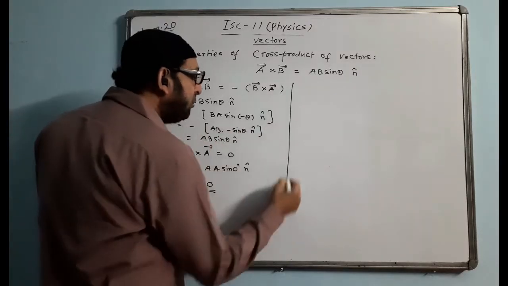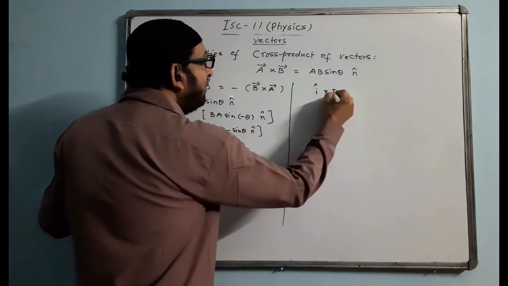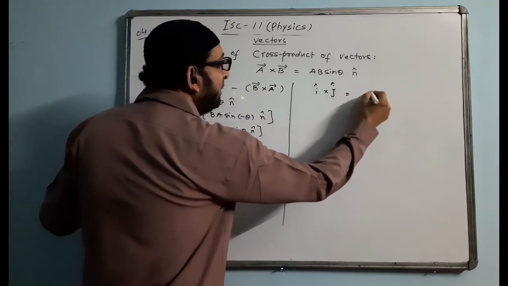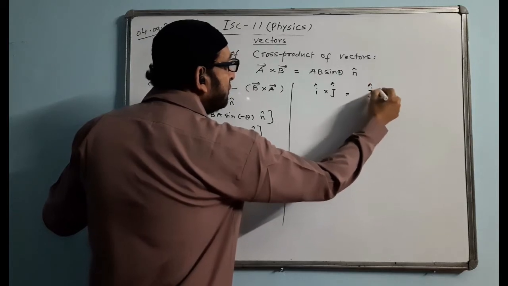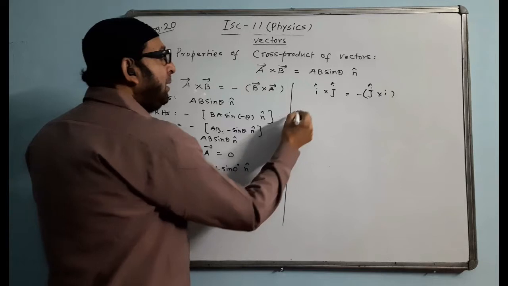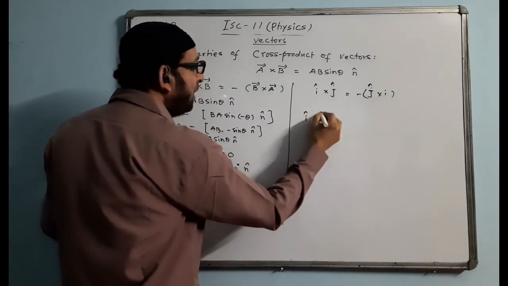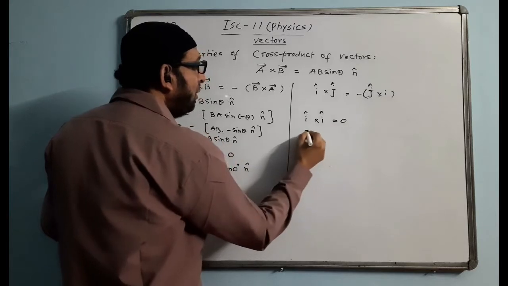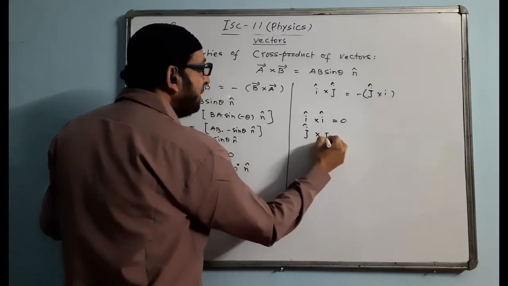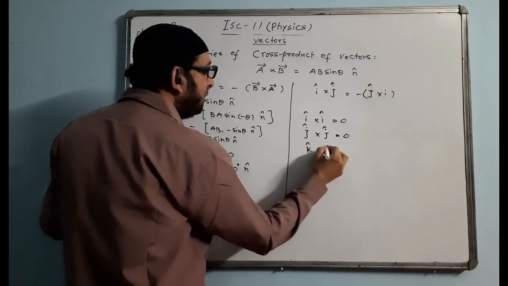With respect to I, J, K, suppose we have I cross J. Then J cross I, where we are reversing the order, gets a minus sign. And I cross I will give the answer 0. In the same way, J cross J, same kind of vectors, the cross product is 0. K cross K, the answer is 0.